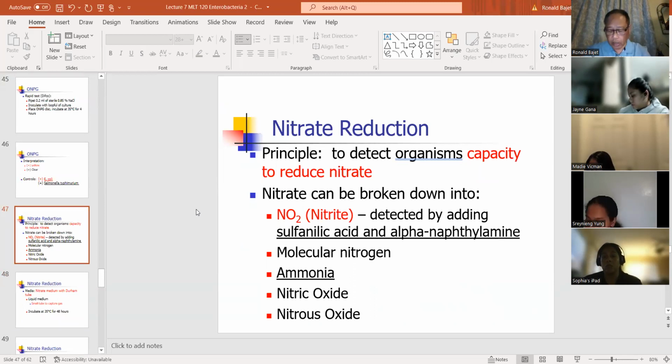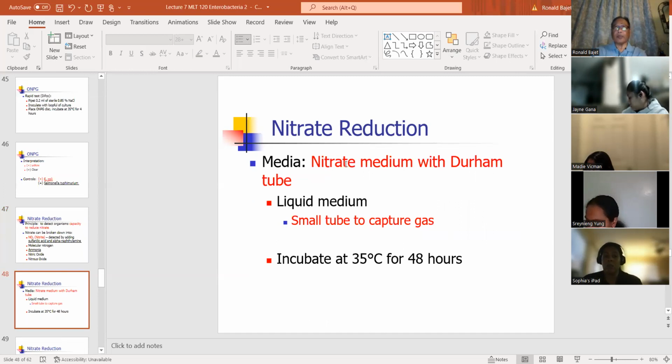Nitrate reduction, as you recall: all Enterobacteriaceae have the capability of reducing nitrate to nitrite. Okay, all Enterobacteriaceae will do that. We're looking for the reduction of nitrate to nitrite. So the nitrate media, hopefully we're going to have in the laboratory with a Durham tube, and the Durham tube is to observe gas production. It's like a small test tube within a tube, inverted, so if there's gas production, the gas will collect in the tube and you can see a bubble.